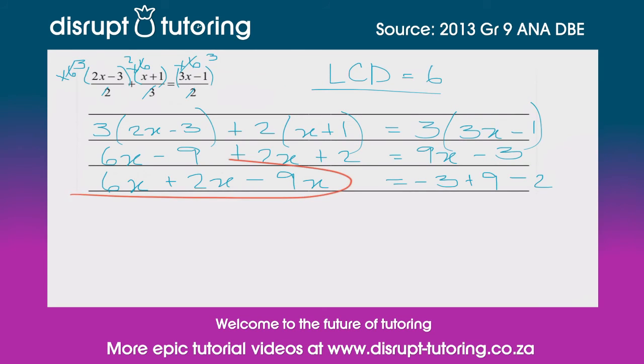Right, let's simplify this left-hand side now. 6x plus 2x is 8x, minus 9x would give us minus x. And on the right-hand side, I've got minus 3, minus 2 gives me minus 5, so 9 minus 5 gives me 4. So divide both sides by the negative 1, and x is equal to negative 4.